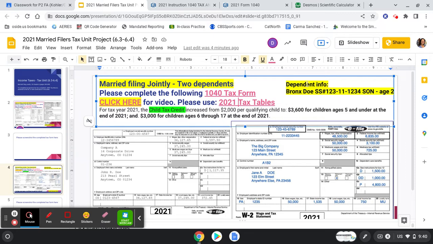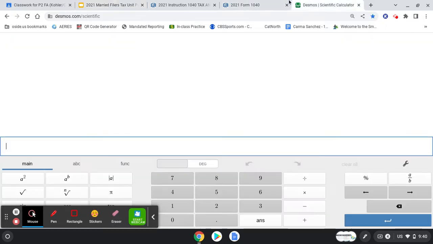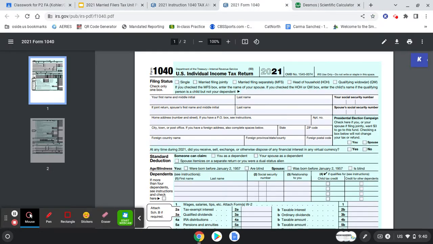Okay, and then also what's the last piece of new information here? The dependent Bronx Doe is going to be added onto this tax return. So here we go, and that means we're going to get a child tax credit. Okay, so let's start filling this in. This time we're going to click Married Filing Jointly again.